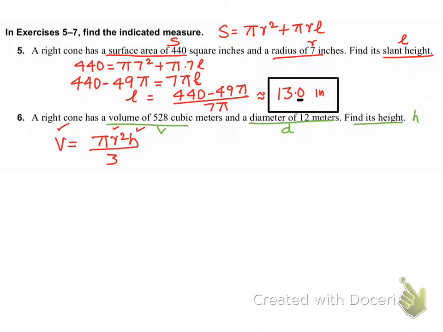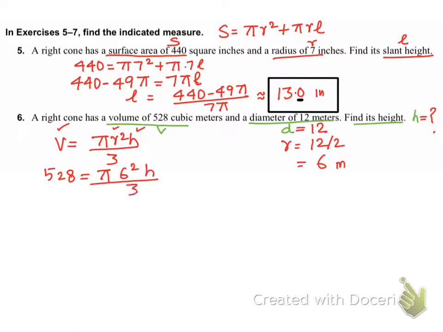But if the diameter D is given 12, then R is always the half of that. That's going to be 6 meters. So I could solve that problem. Only the thing I have to find is height. So let's plug it in. 528 is equal to pi, R is 6 square, height is not given, and that's over 3.